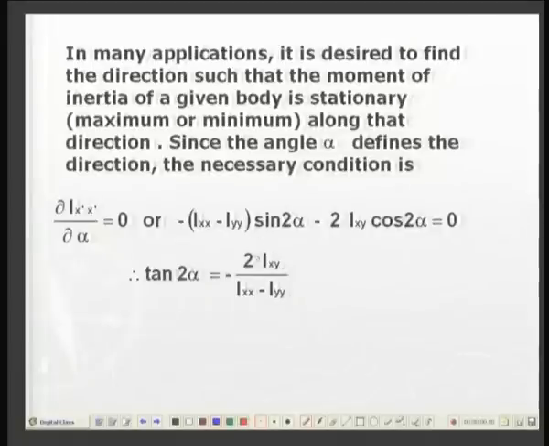For a 3-dimensional case, the procedure is quite different and complex, and we have not considered it because it leads to the eigenvalue problem and so on. But for 2-dimensional bodies, this procedure is quite simple. Once we have this expression, and suppose I x y, I x x and I y y are given to us, the right hand side can be obtained, and then I take the arc tan and I will get 2 alpha and hence alpha.